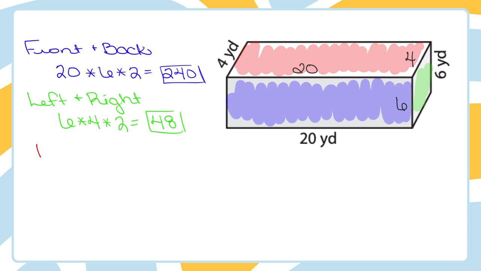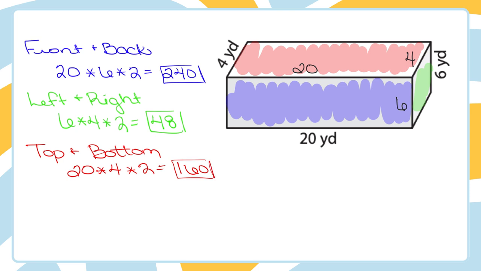Okay. And now we need the top and the bottom. I've got that marked in red. How would we find the area of the top and the bottom combined? Jonah? So you do 20 times 4 times 2. Very good. 20 times 4 times 2. And that is how much? 160.